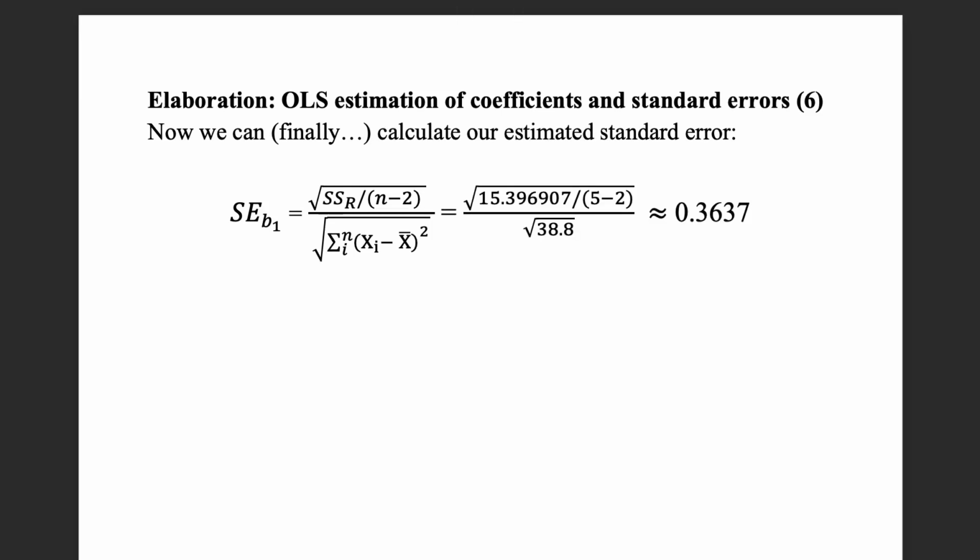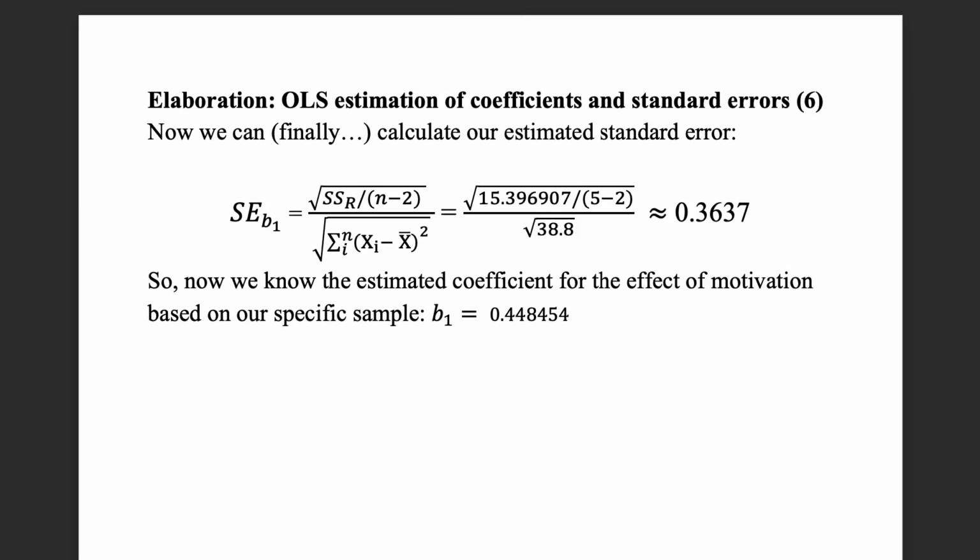So filling it in again, what we need to do is take the residual sum of squares, 15.396907, divided by the sample size 5 minus 2, and we take the square root of that and we divide it by the square root of 38.8, and that works out to roundabout 0.3637. So this is now our estimate of the standard error.